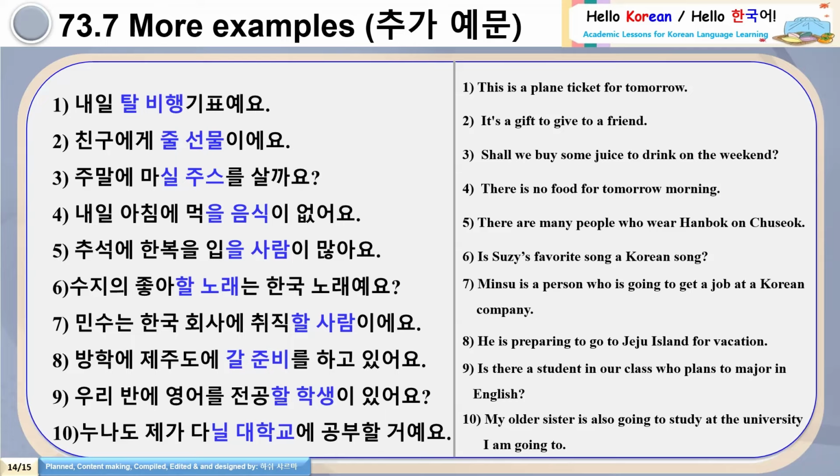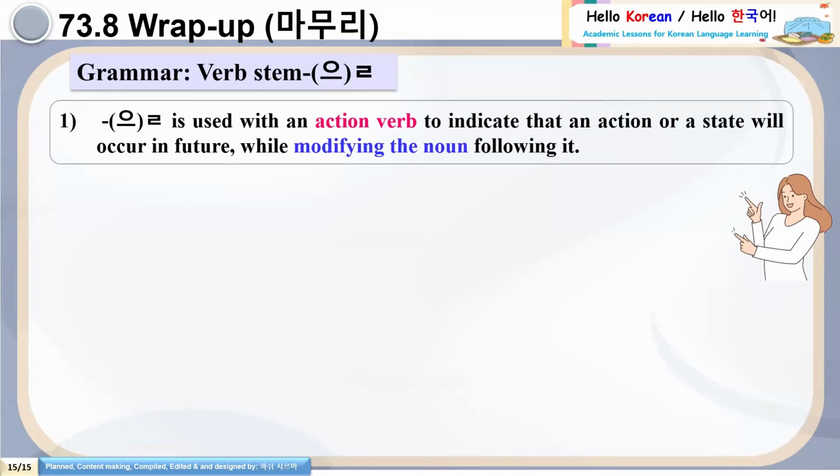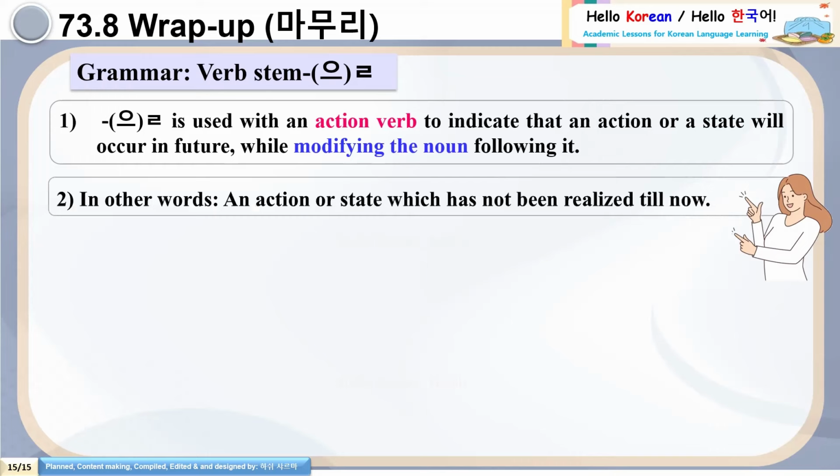Charasyo. Thank you, everyone. It's time to wrap up this lesson. See, first point: ul is used with an action verb to indicate that an action or a state will occur in the future, while modifying the noun following it. Modifying the noun following it is a very, very important point. Number 2, in other words, we can say an action or a state which has not been realized till now, meaning future situations, future actions.